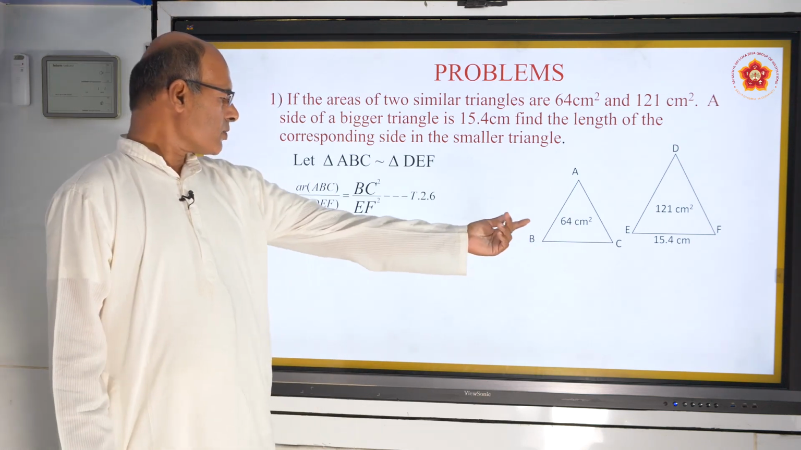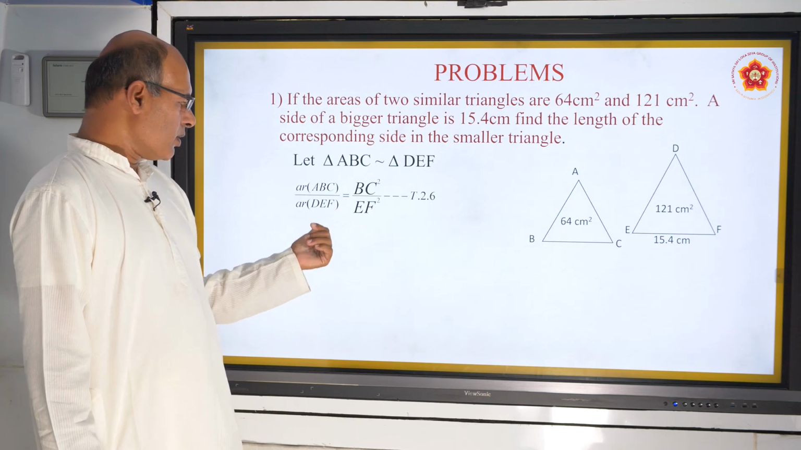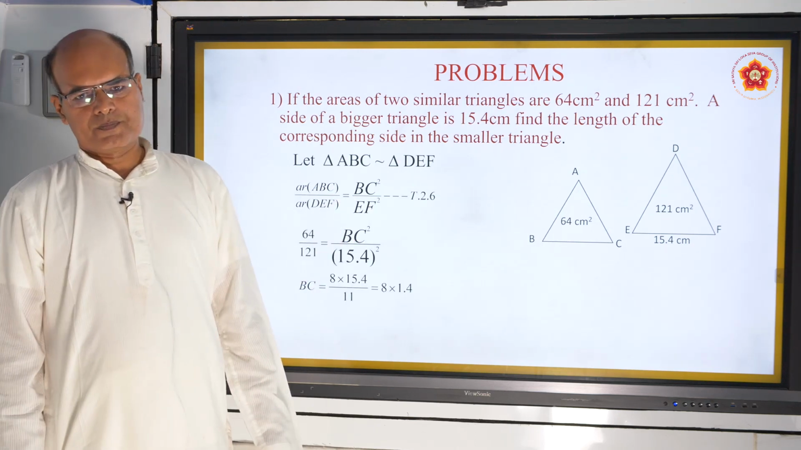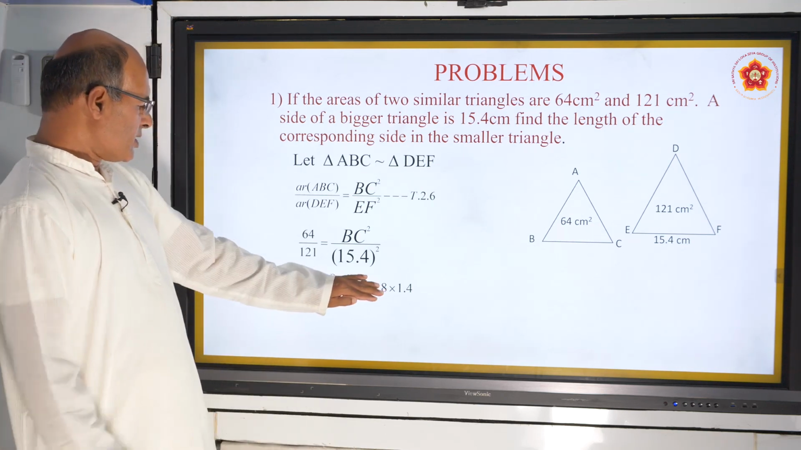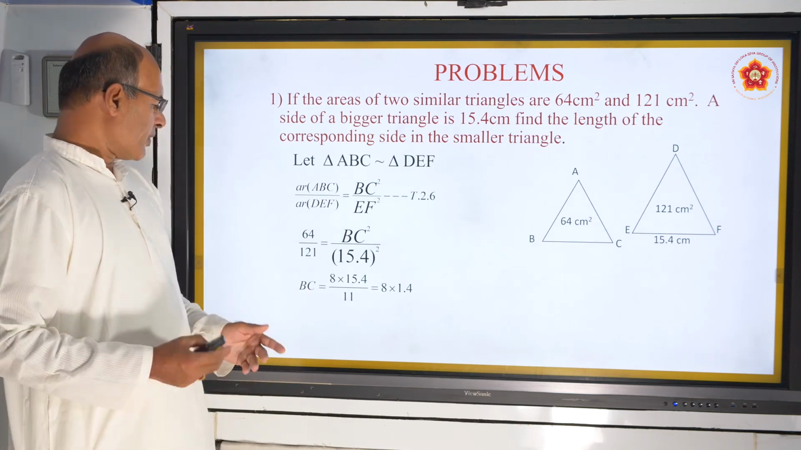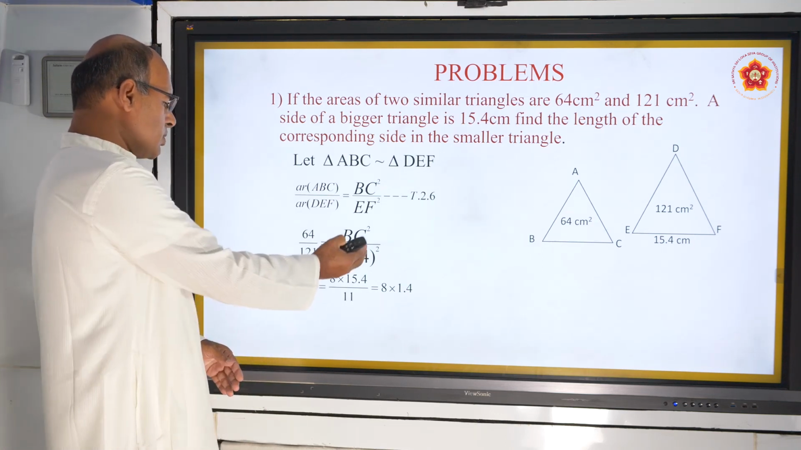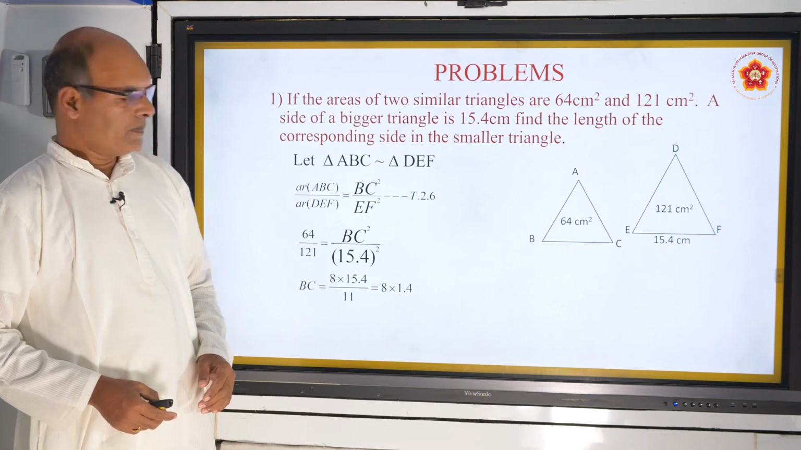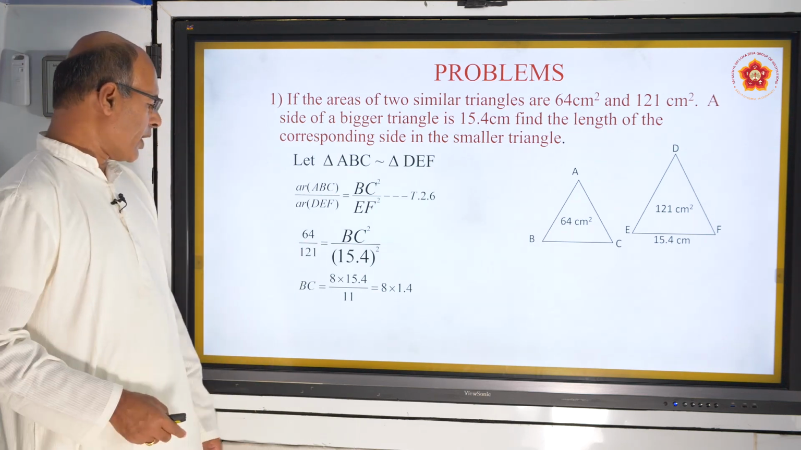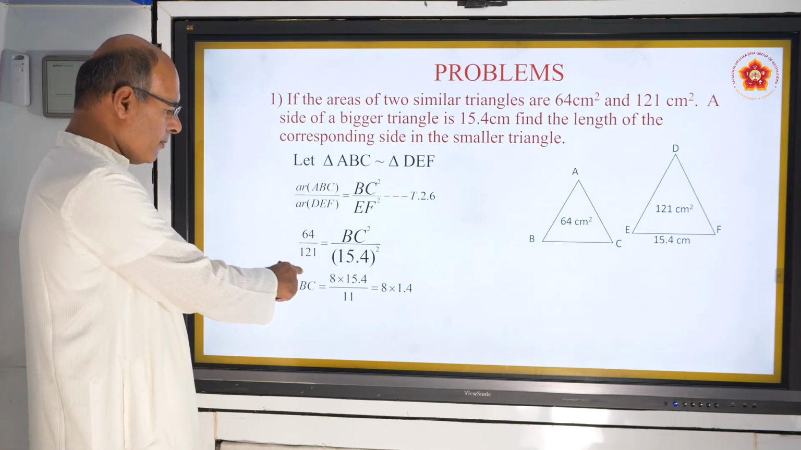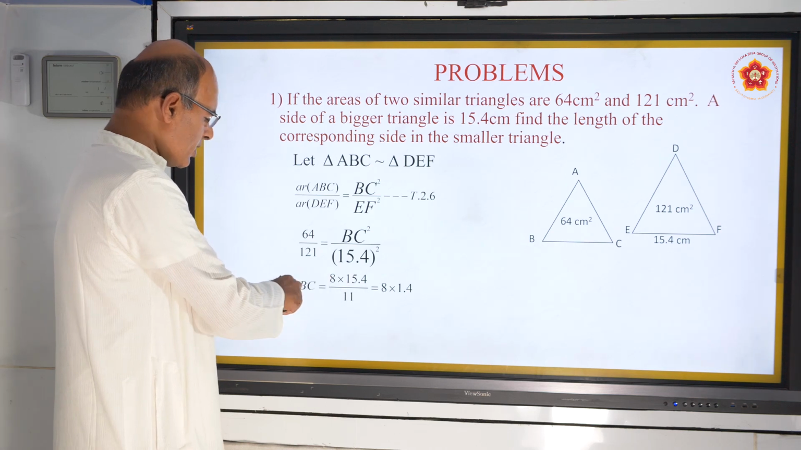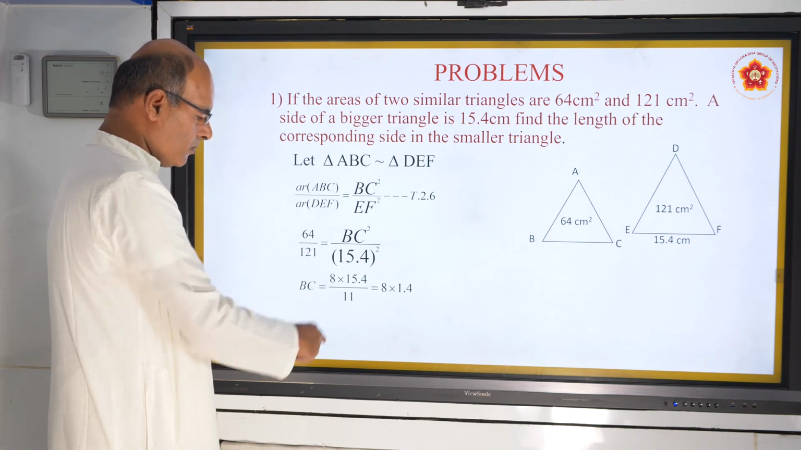So substitute the values. Area of ABC, that is 64, divided by 121, is equal to BC square by EF square. Now, instead of squaring 15.4 whole square, what we can do is take out the square roots from all the terms. So 64 by 121, if you take the square root, becomes 8 by 11. If you take out the square root here, it becomes BC divided by 15.4.